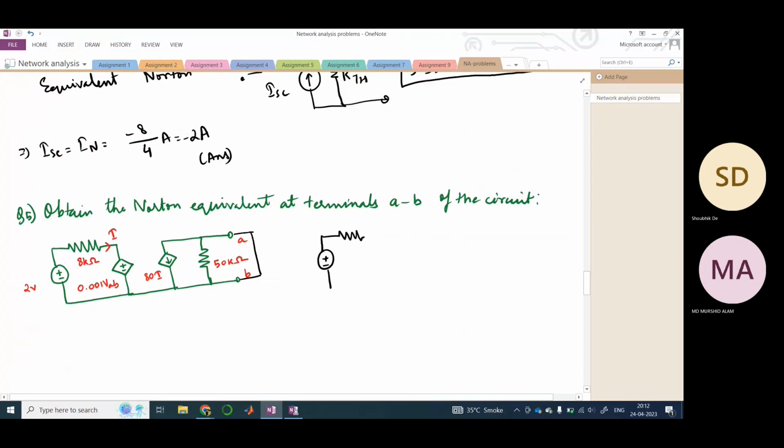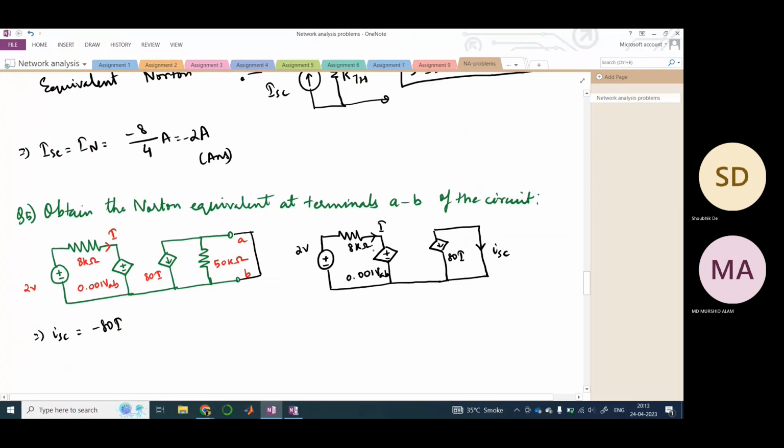That would therefore be something like this. This would be the equivalent circuit where this is, let's say, ISC, this is 80 I1, this is 0.001 VAB, this is 8 kilo ohm, and this is I, and this is 2 volts, right? So directly you can write ISC would be minus 80 I1.